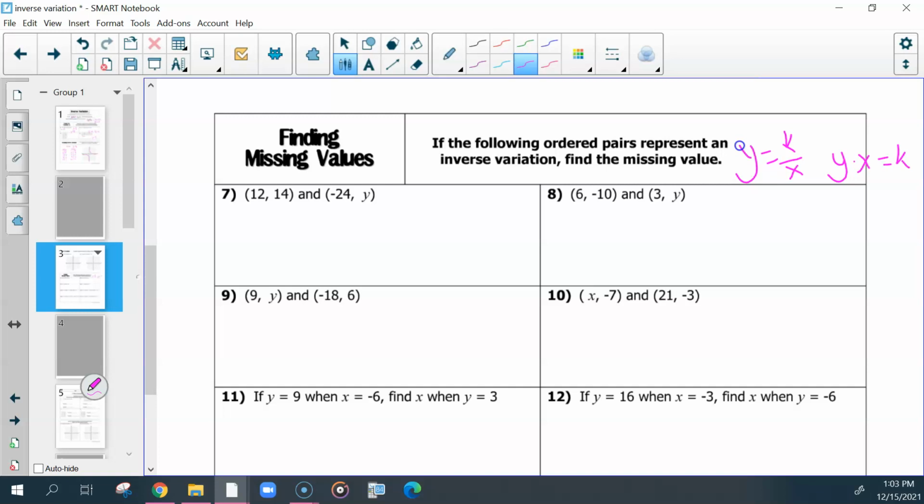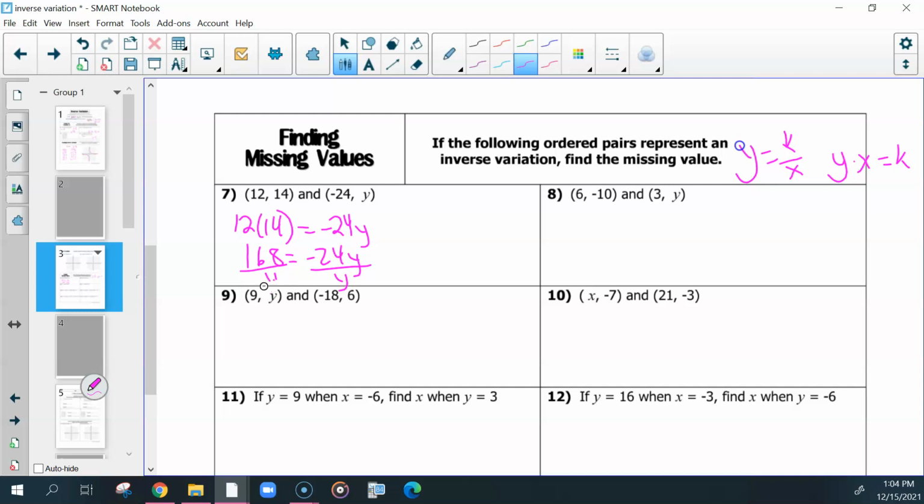So to go through a couple of these examples, we're going to start off with number 7. So first, we need to find y, but we also need to determine the constant to help us find what that value is. So if I multiply 12 times 14, that should equal -24 times y. So that would give me 168. And then I could solve this for y by dividing. Now because y times x is k, my constant should be 168.